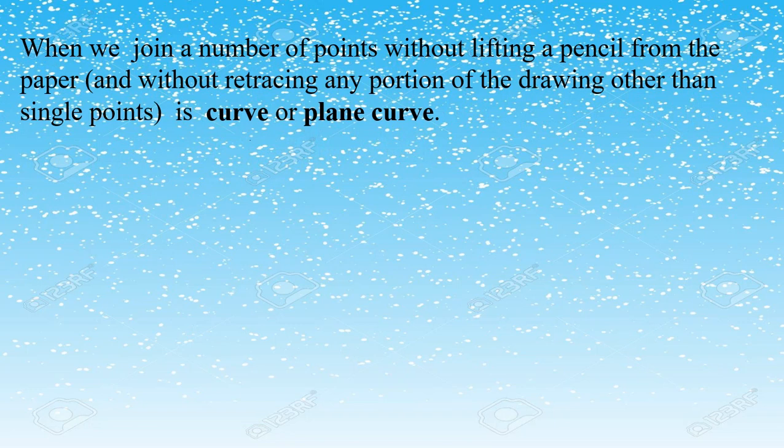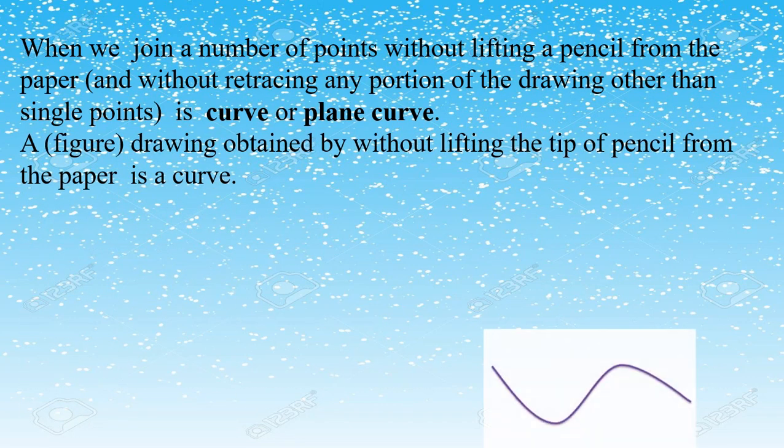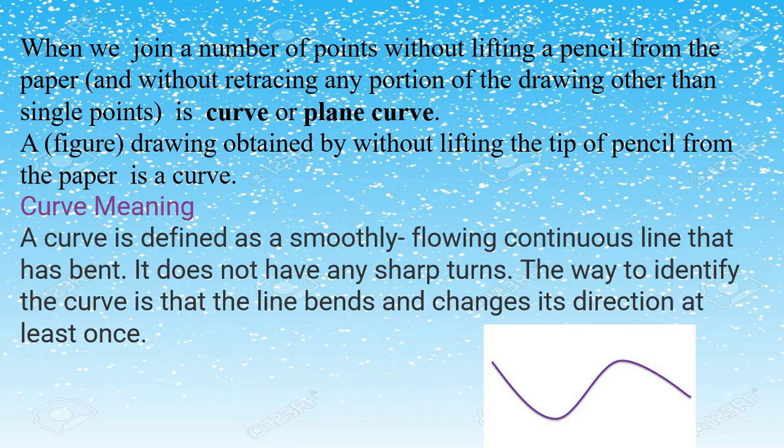When we join a number of points without lifting the tip of the pencil, the continuous drawing is known as a curve. As we know, the figure obtained by drawing without lifting the tip of the pencil is a curve, like this, as we are observing in this figure. How do we identify that a given figure is a curve? To identify a curve, the line bends and changes its direction at least once.